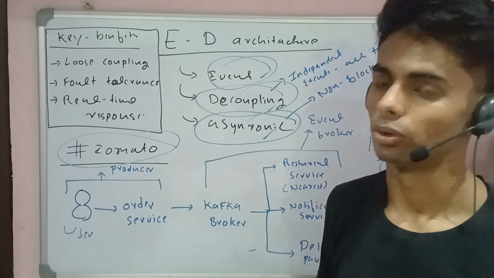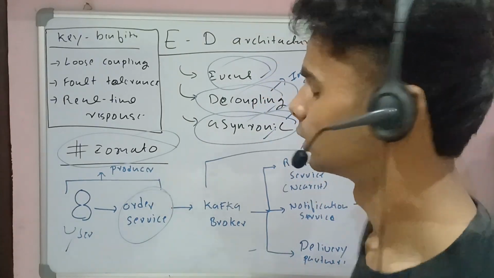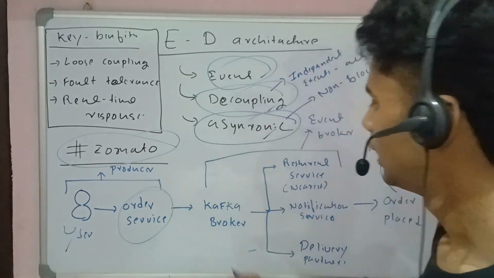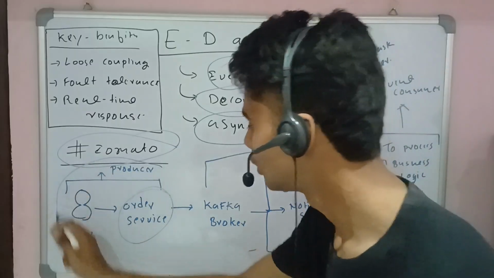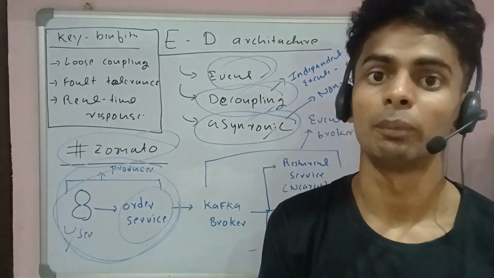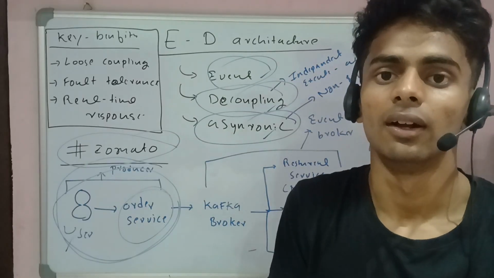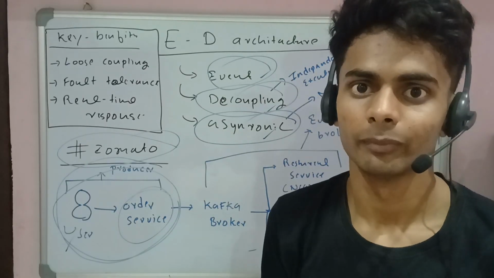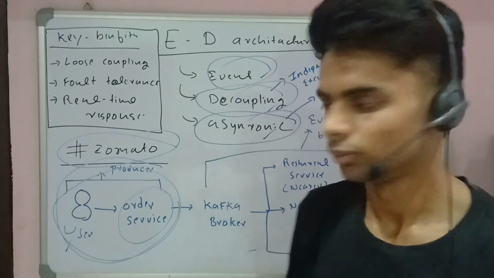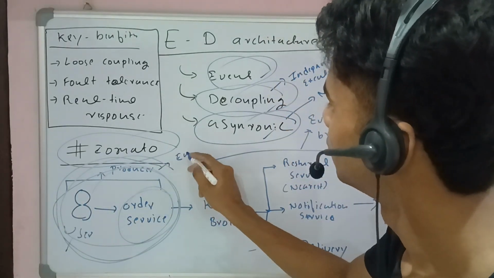I'll try to connect all of this. Suppose a user orders a service. They place an order, and the user placing the order is called the producer, which produces an event. They trigger that event to place an order. So that is called the producer event.